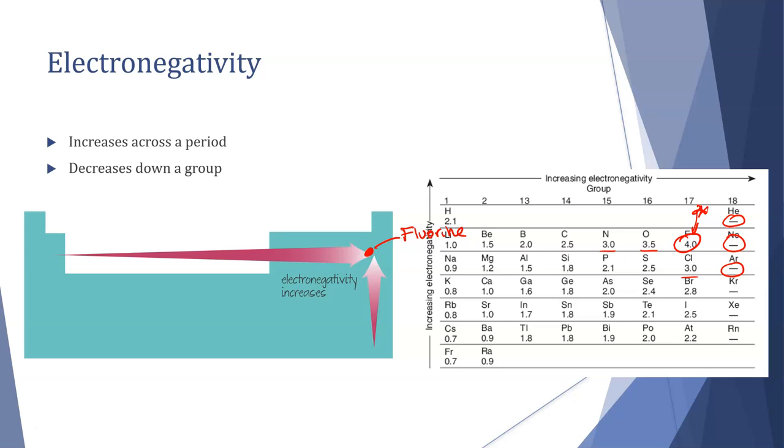Of course, our metals are very low in electronegativity. In fact, francium, which is our most reactive metal, i.e. most likely to give up its electron, has the lowest electronegativity. It's the most electropositive element. So electronegativity increases as we move across a period from group 1 through to 18, and it increases up a group, decreasing as we go down the group. Again, this can be related to the distance of the electrons from the nucleus and the core charge.